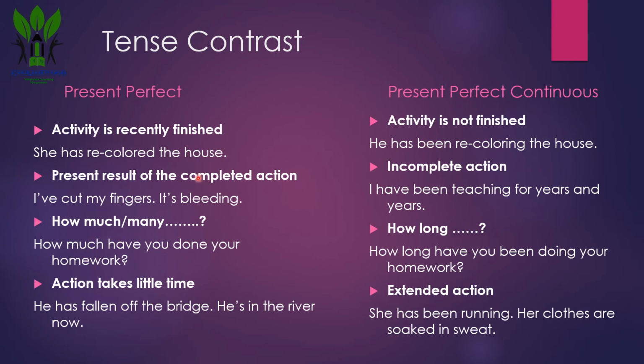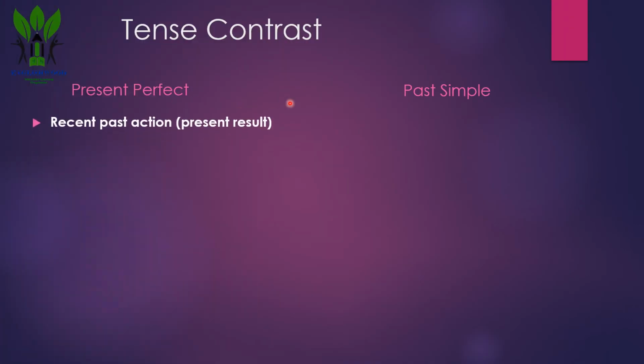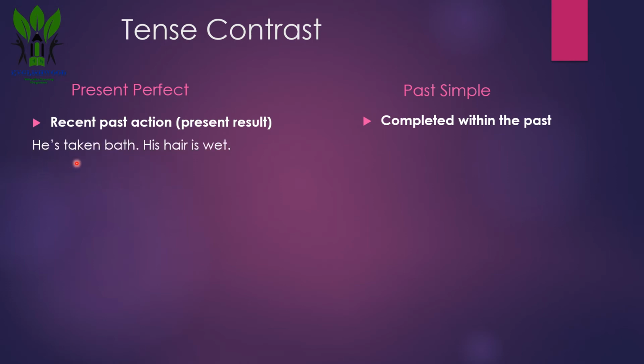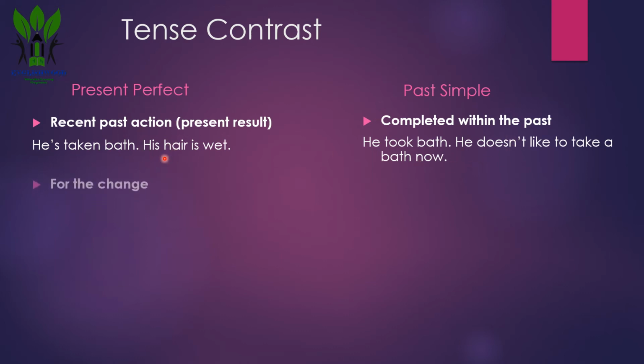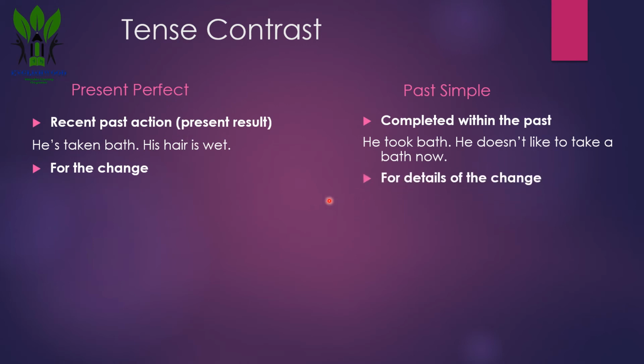Some of the verbs cannot be used in the present perfect continuous tense, and they are used in the present perfect tense also. So, present perfect and simple past: there is a very good difference between them. For recent actions, for example, he has taken a bath, his hair is still wet. He took a bath, he didn't like to take a bath now. It's an already completed action, but it has an effect. For the change, we use present perfect tense. For details of the change, we use simple past tense.